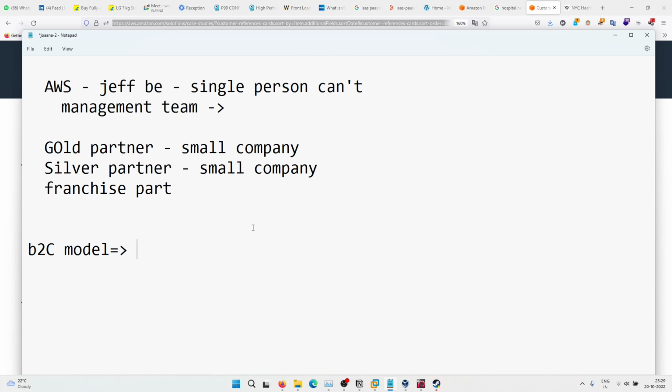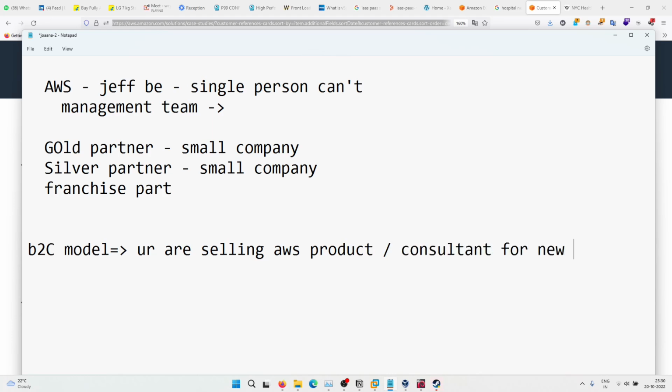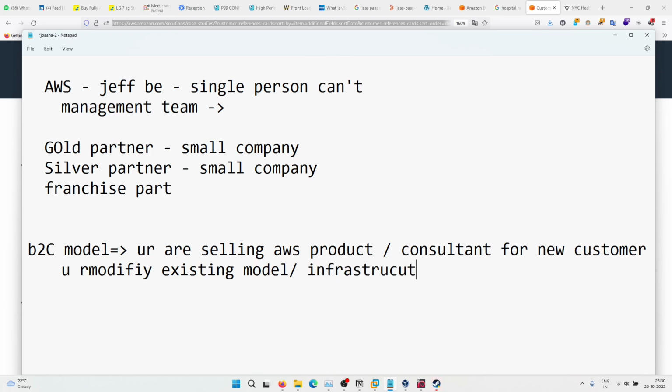Not looking for AWS itself. You are selling AWS products and consulting for a new customer, or maybe the customer is already available. You are modifying the existing models and infrastructure, like the ups and downs, checking the new infrastructure setup, or troubleshooting. These are the things you do. That's it.